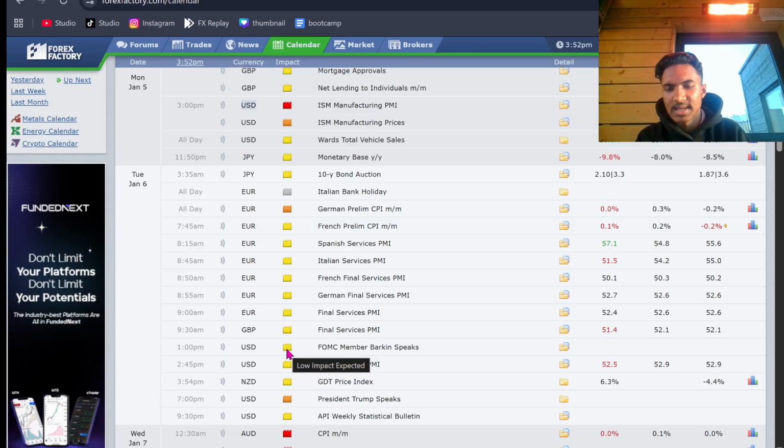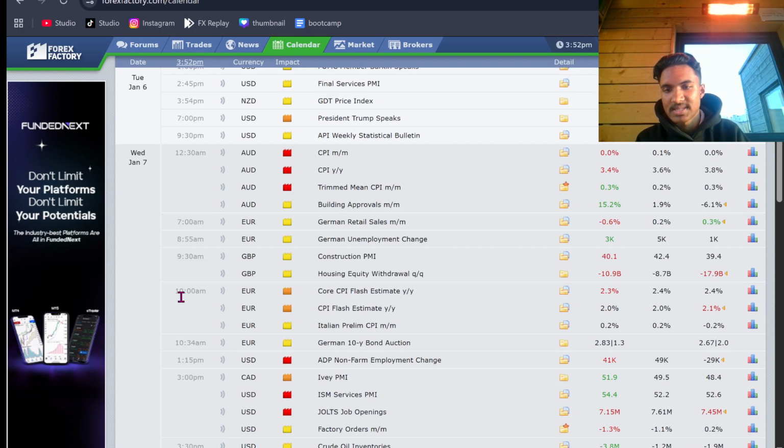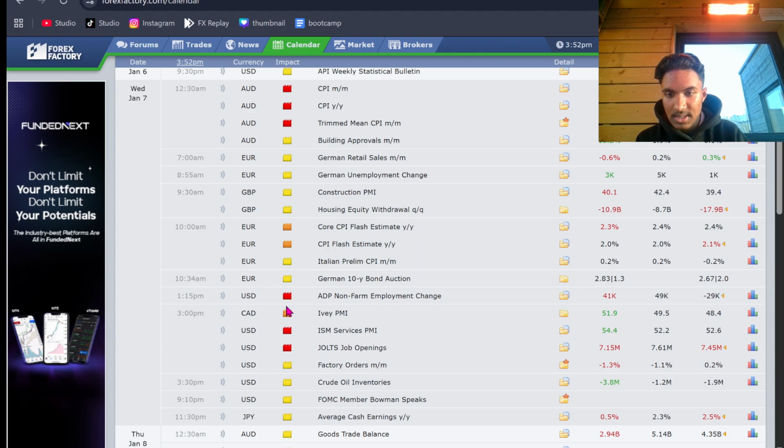We can still trade freely that day. Let's just look at Wednesday over here. What can we see? There's USD and USD. They're all red folder, so three red folder news events. So we want to basically avoid trading at these times.